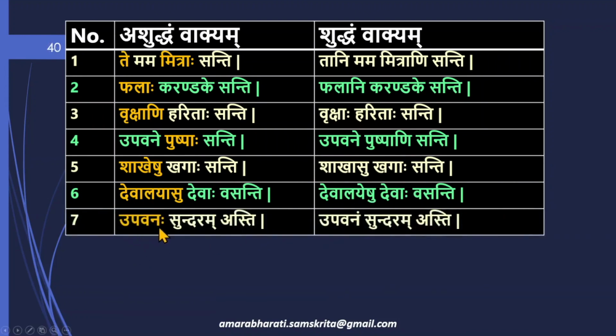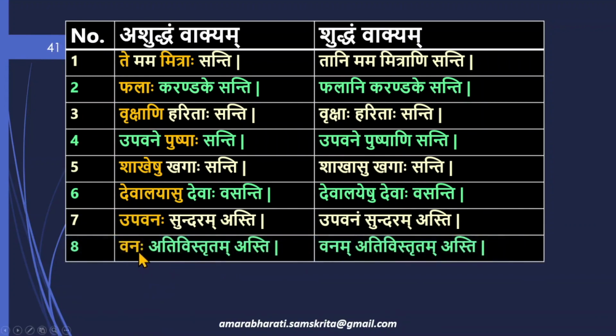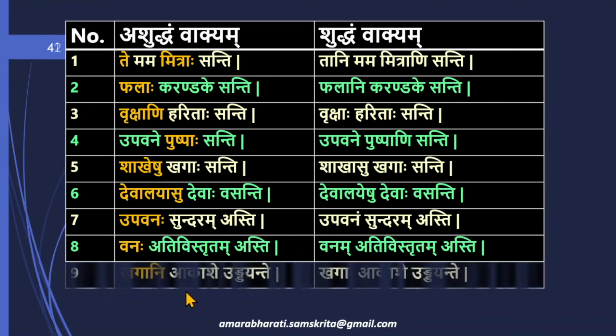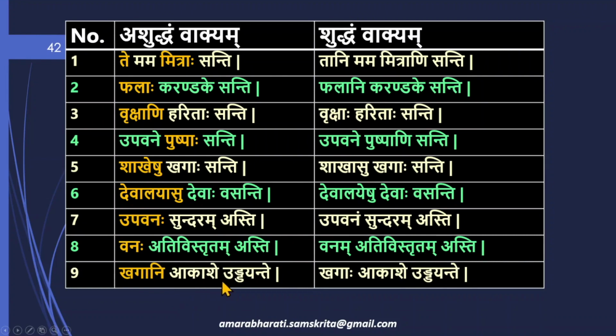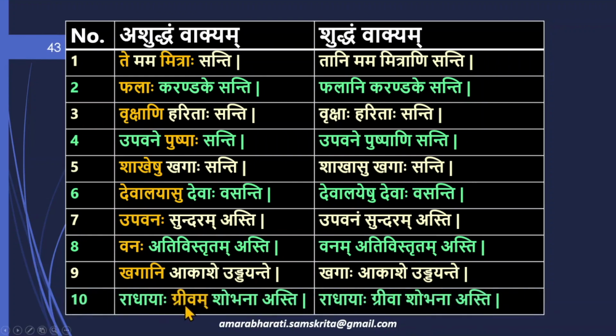Next, upavanaha is a napumsakalinga pada, it should be upavanam. Sundaram asti. Vanaha. Vana is again a napumsakalinga pada, it should be vanam. Vanam ati vistrutam asti. The forest is very vast. Khagani, akashe uddayante. It should not be khagani, it should be khagaha. Khaga is a pullinga pada. Next, grivam. Griva is not a napumsakalinga pada or a pullinga pada, it's a strilinga pada. Radhayaha griva shobhana asti.